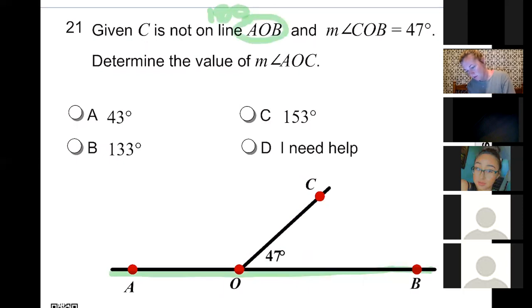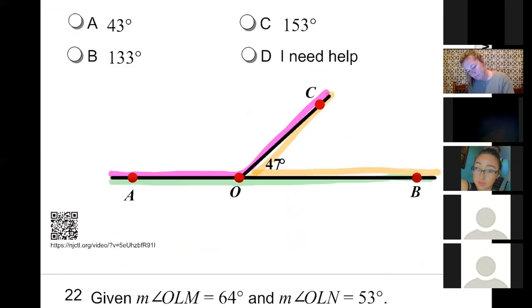And then let's go through and look at the rest of these. So we have COB, which is right here, COB. And then we have AOC right here. Well, if you know the green equals 180, all you have to do is take 180 and subtract from 47 to solve. Okay?